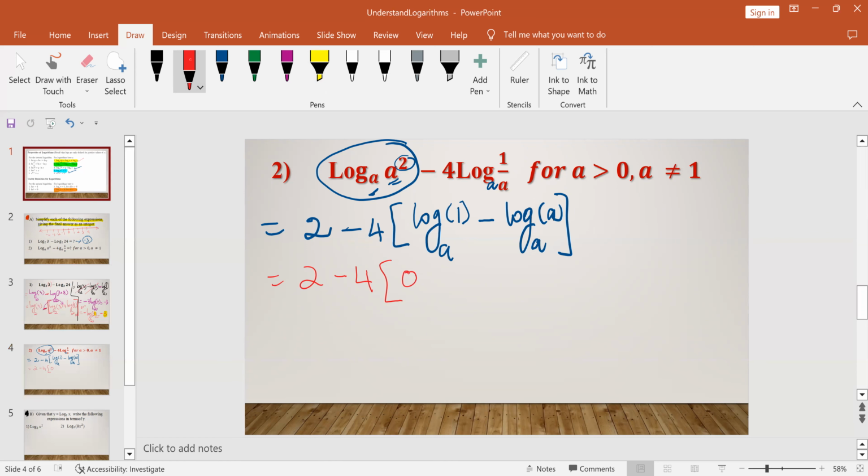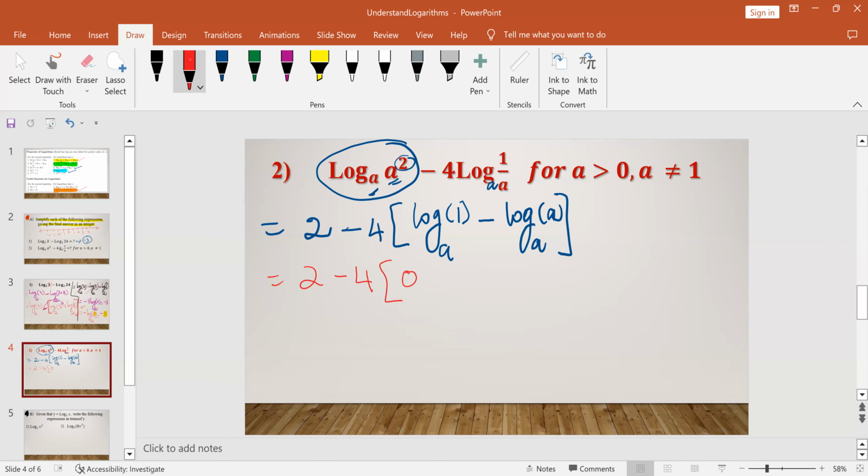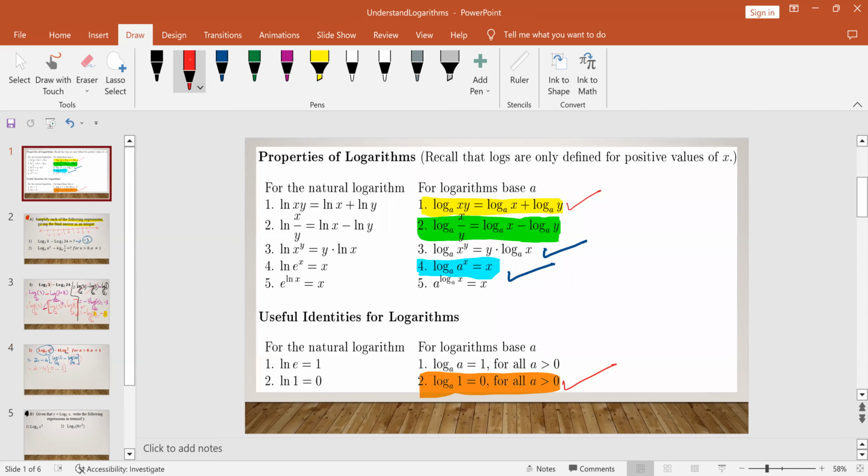What property says that? Let's go here, this one here. So log of 1 with base a equals 0. Okay, so we have a 0 minus 1. Where did the 1 come from? Here I use the property again. So yes, this one here: log of a with base a equals 1.